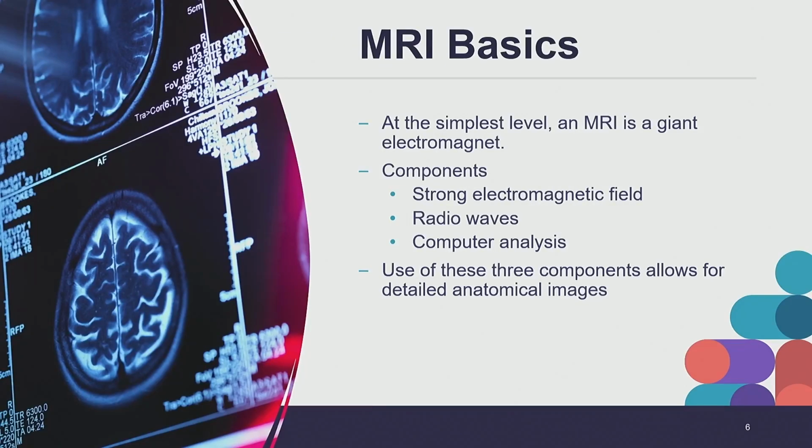So, MRI basics. At its simplest level, the MRI is just basically a giant electromagnet. Its components are a strong electromagnetic field, radio waves, and computer analysis. And use of these three components and a lot of math gives you really nice images.